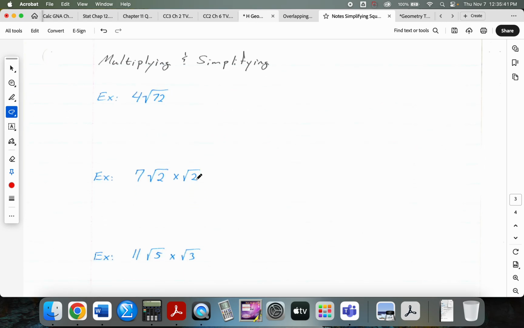Here's some stuff you haven't done before. Well, at least I don't believe that you have. When you have a whole number times a radical, we're just going to simplify the radical as usual and then multiply it times the 4. So for the square root of 72, maybe you can think of a perfect square that divides evenly into 72. 36. All right. This is 36 times 2. So that's 4 times 6 times the square root of 2. It's 24 square roots of 2.